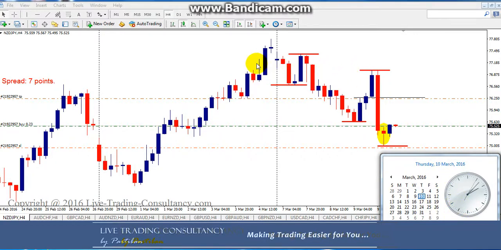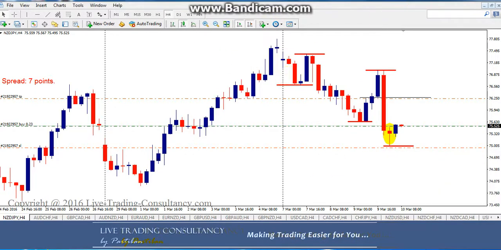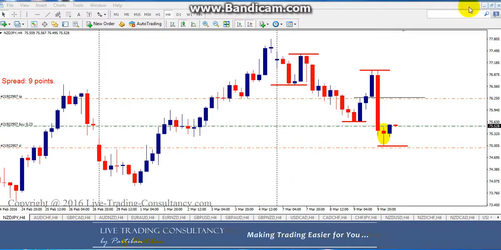Okay, I've spotted an opportunity in New Zealand yen. This is the H4 chart. When I look at the price action story over here, it's a very clear downtrend at this area. Okay, very clear downtrend. And overall, market still in an uptrend.